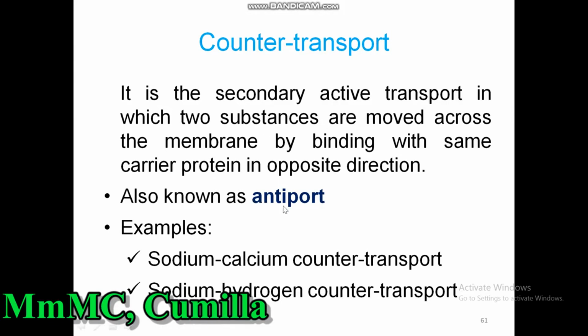It is also known as antiport. Here, the substances move across the membrane by binding the same carrier protein in opposite directions. Examples are sodium calcium counter transport and sodium hydrogen counter transport.